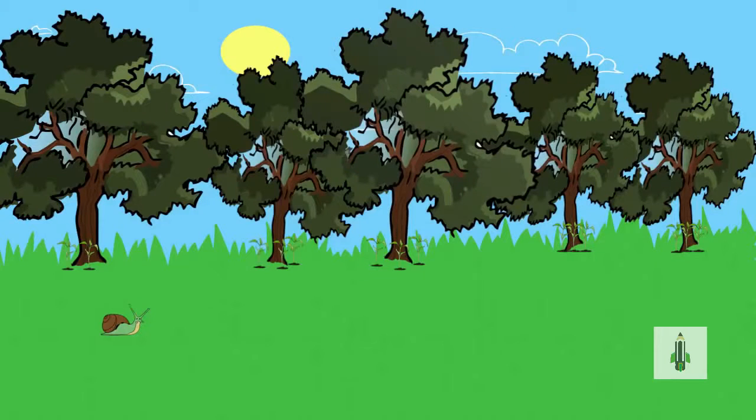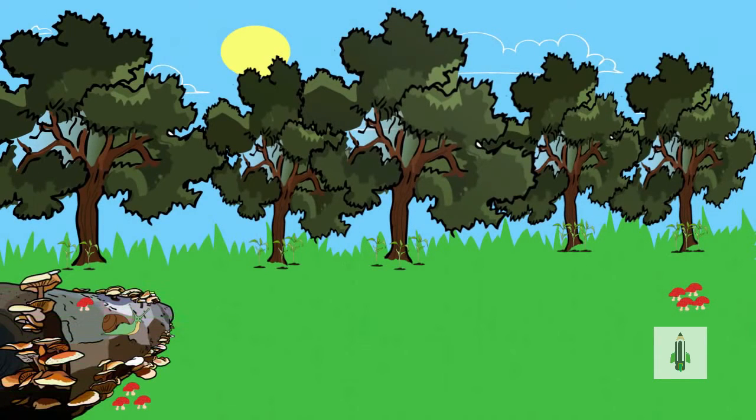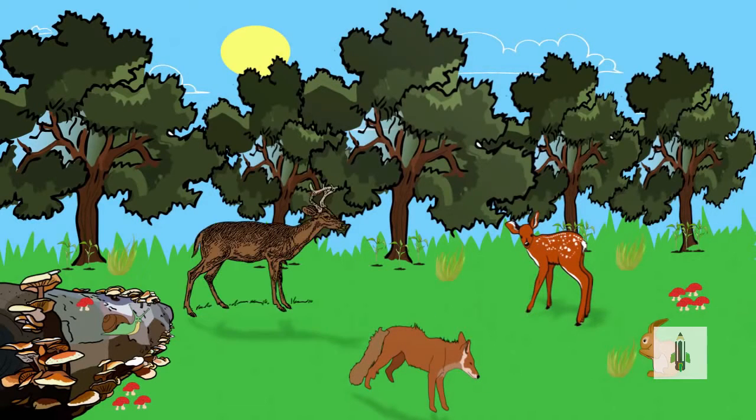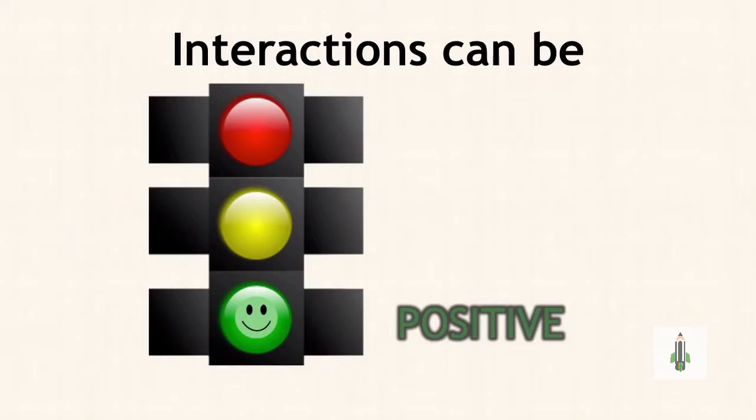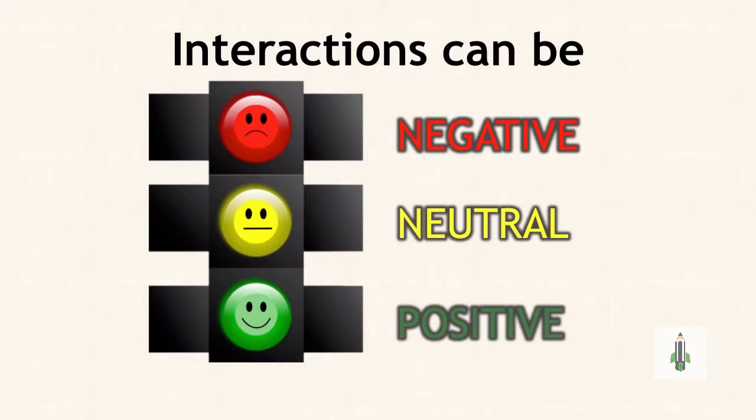For example, a forest of trees and undergrowth plants inhabited by animals and rooted in soil that contains bacteria and fungi constitutes a biological community. All species in a community will interact or affect each other in different ways. An interaction can be positive, negative, or neutral.